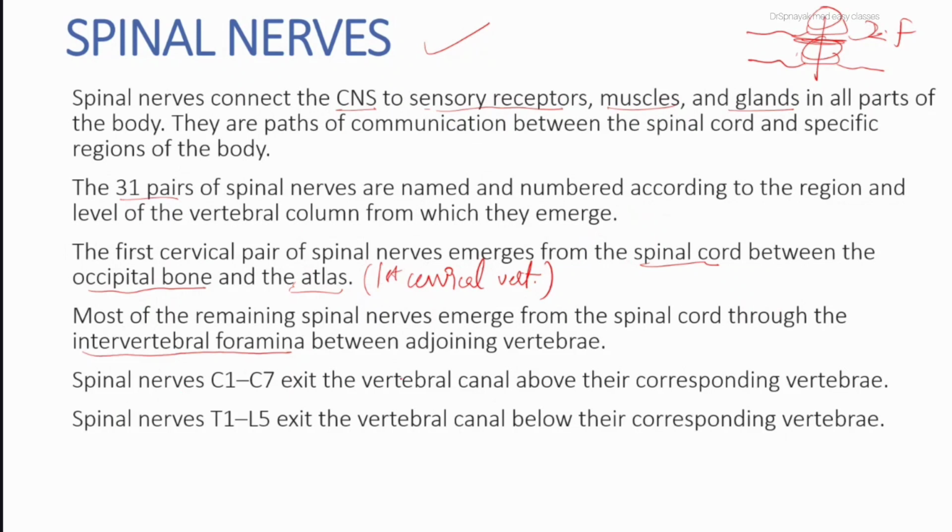Spinal nerves C1 to C7 exit the vertebral canal above their corresponding vertebrae, and spinal nerves T1 to L5 exit the vertebral canal below their corresponding vertebrae. So some spinal nerves exit from above, and some spinal nerves exit from below. The C1 to C7 spinal nerves exit from above the foramina, and the T1 to L5 spinal nerves exit from below the foramina.